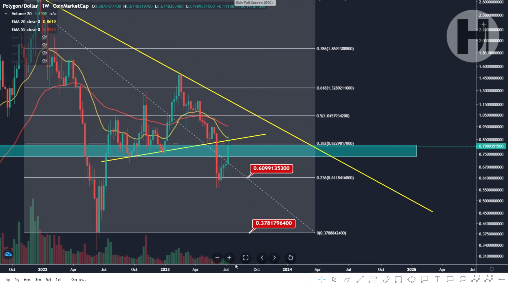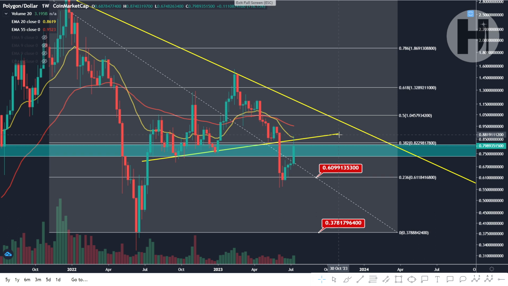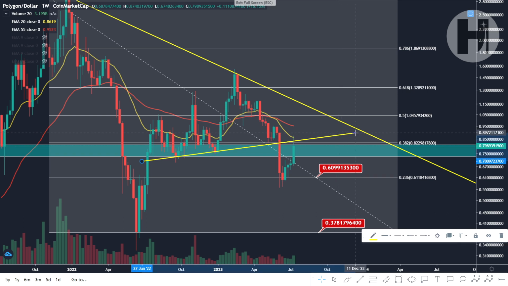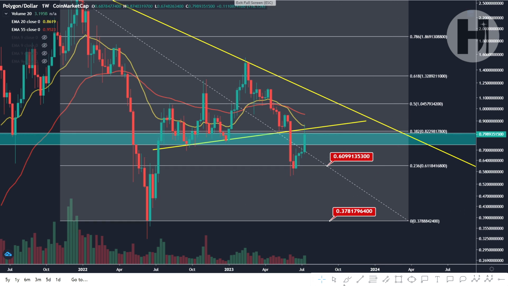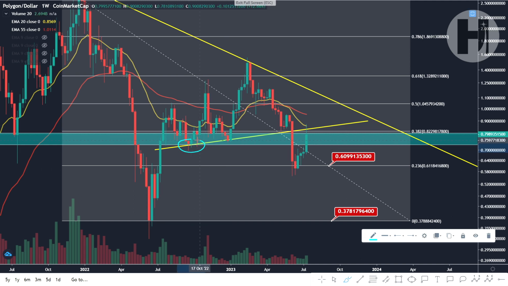However, from what I can see, this is just a basic back test of resistance, because if you take a look at this ascending support trend line that we had, you had a few back tests of support here, then you lost it in June. You're coming up for a back test of resistance, you retest the 20 MA, you retest the trend line as resistance, and back down you go.